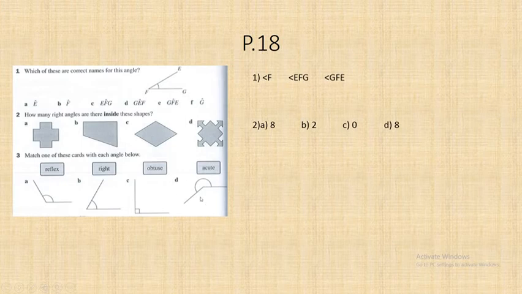Okay, so let's go for question number 3. Match one of these cars with each angle above, angle below. So here I can find A. This is the shape of, yes, exactly, an obtuse angle. And letter B here, it's an acute angle. C here is a right angle because I have 2 perpendicular lines. And letter D is going to be a reflex angle because it's more than 180 degrees.